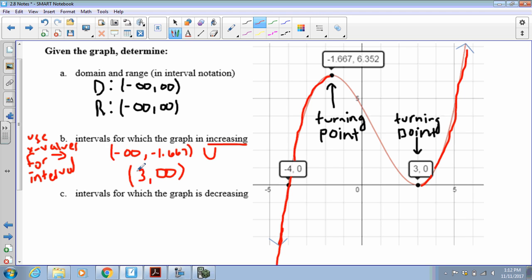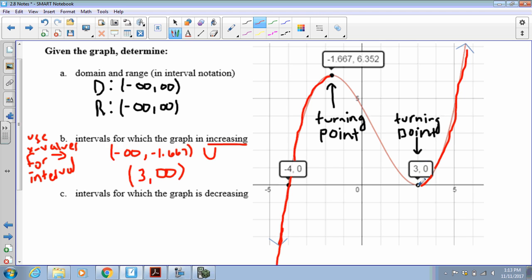But you might be wondering, why are we using parentheses around our numbers, because the point is filled in? Well, the reason being is that this is our turning point, okay? So here, this is where our graph stops increasing, and then it starts to decrease. So we can't include this because it's actually, in this case, our local max, okay? So that point specifically is neither increasing nor decreasing. It's just the stopping point.